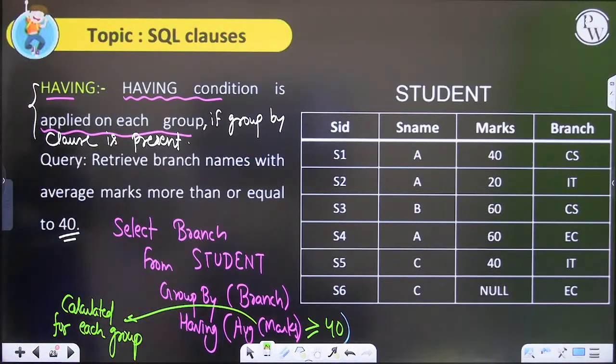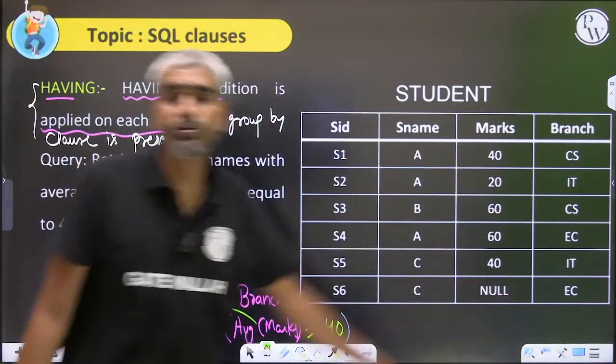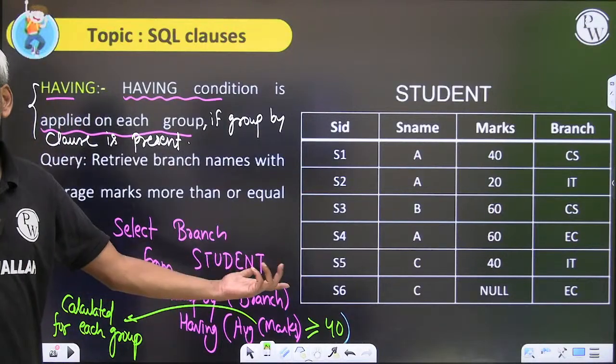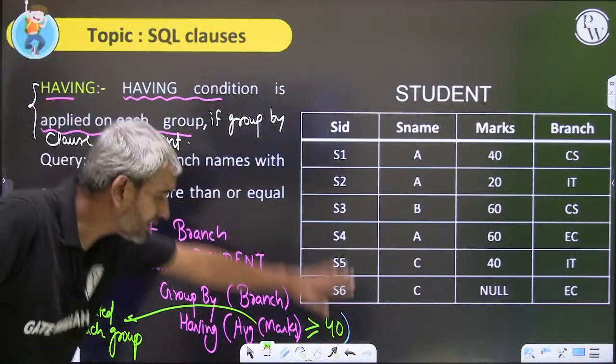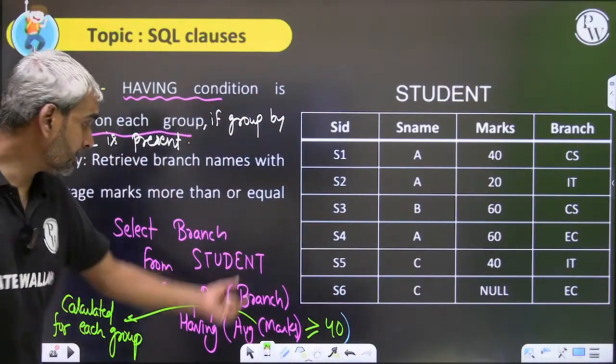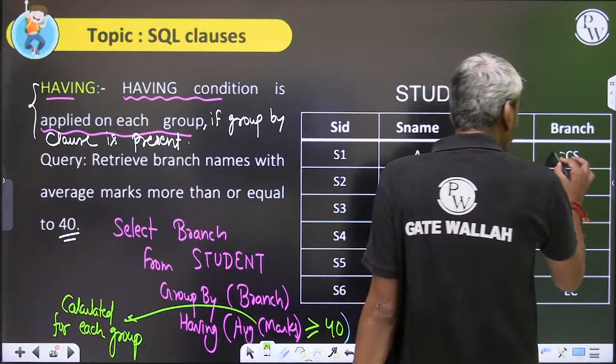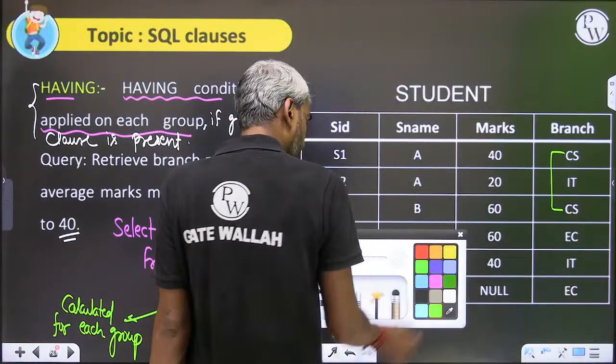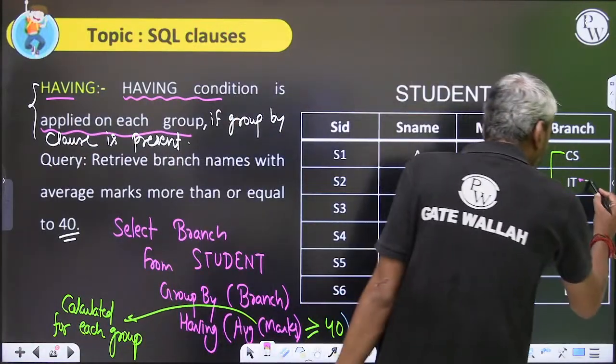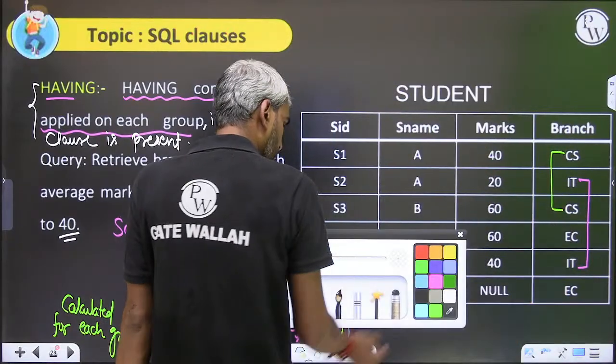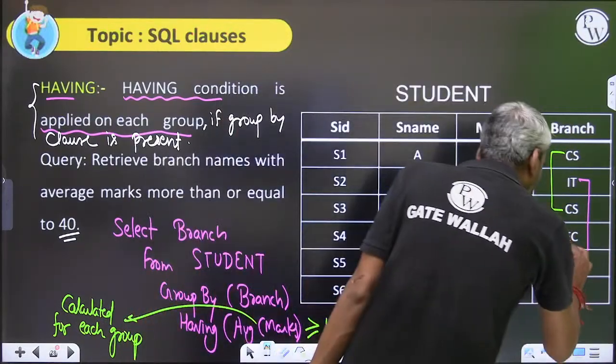Now let's again see. Sir, you will take the student table. There is no where clause. Therefore, all the tuples will be selected. Then you will create the groups. Sir, one group will be CS. Another group will be IT. Another group will be EC.